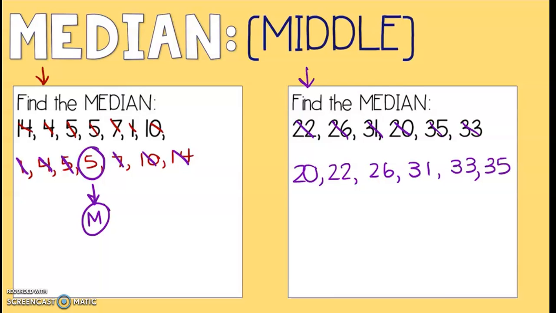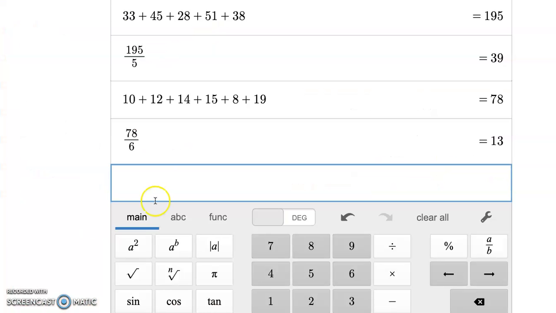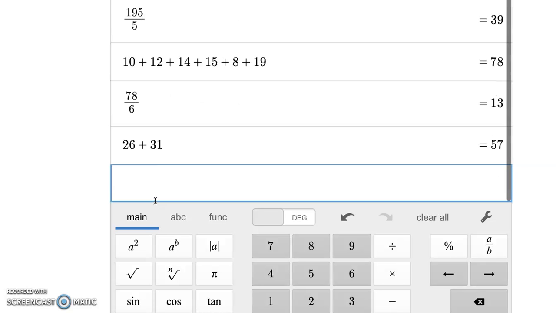Now we're going to mark them off till we get to one number left in the middle. So we cross off our 20 and our 35, our 22 and our 33. But you'll notice we don't have one number left in the middle, we have 2. Anytime that you're finding the median and you have 2 numbers left in the middle, all you have to do is add them together and divide by 2. So I'm going to take my 26 and my 31, and again, we can use our calculator for this. 26 plus 31, and I get 57.